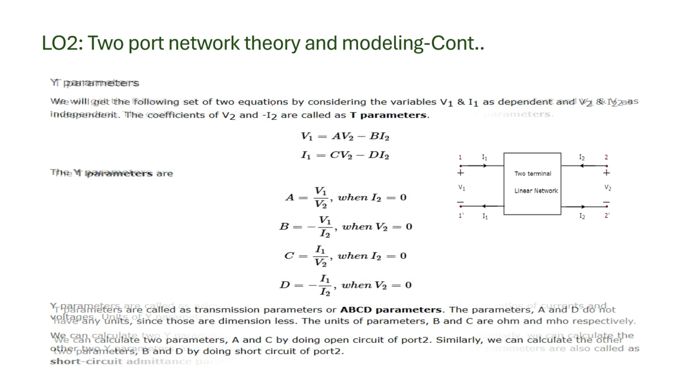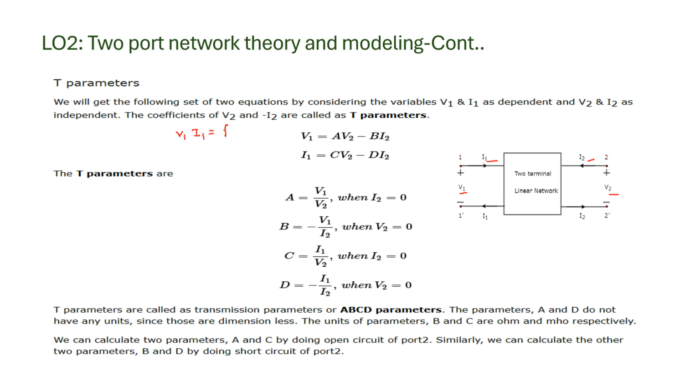Okay, now let us come to transmission parameters. These are very important to us because in one of the subjects, I hope transmission and distribution, we are dealing with these ABCD parameters, or they are called transmission parameters. Again we have four variables V1, I1, V2, I2. Now V1 and I1 are written as functions of V2 and I2, so we get these two equations.